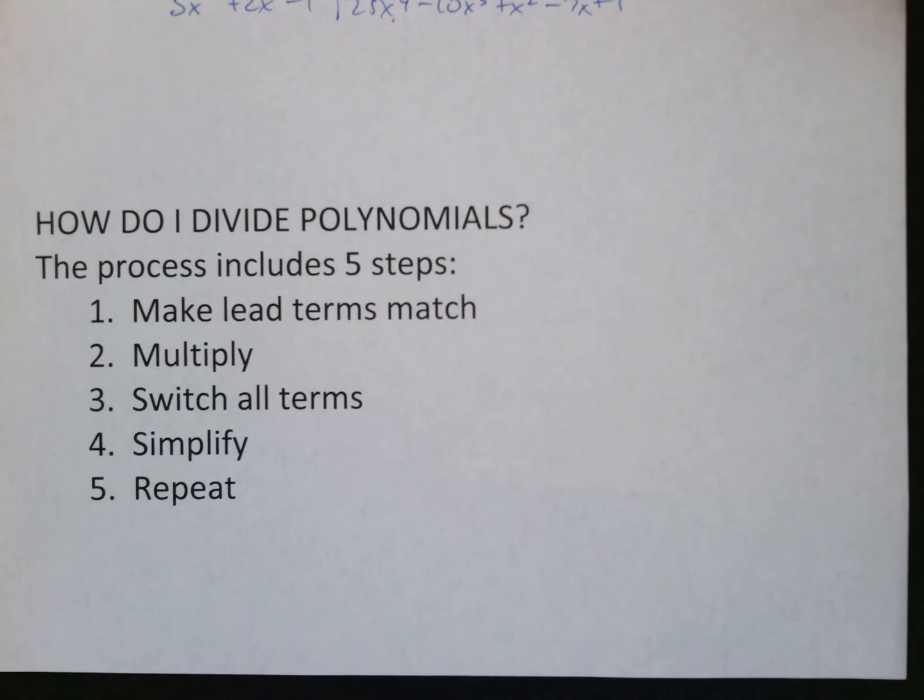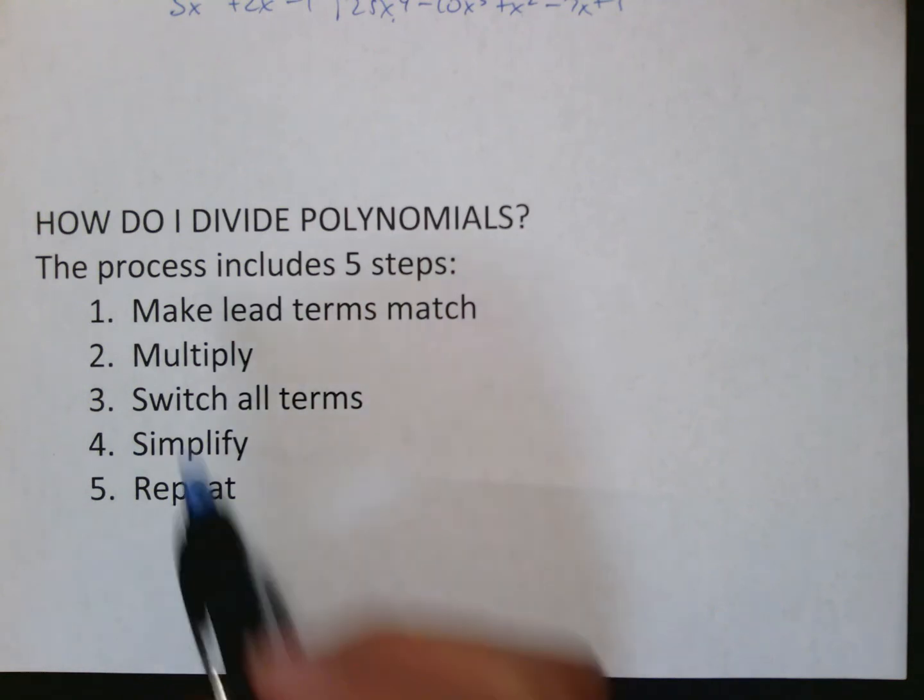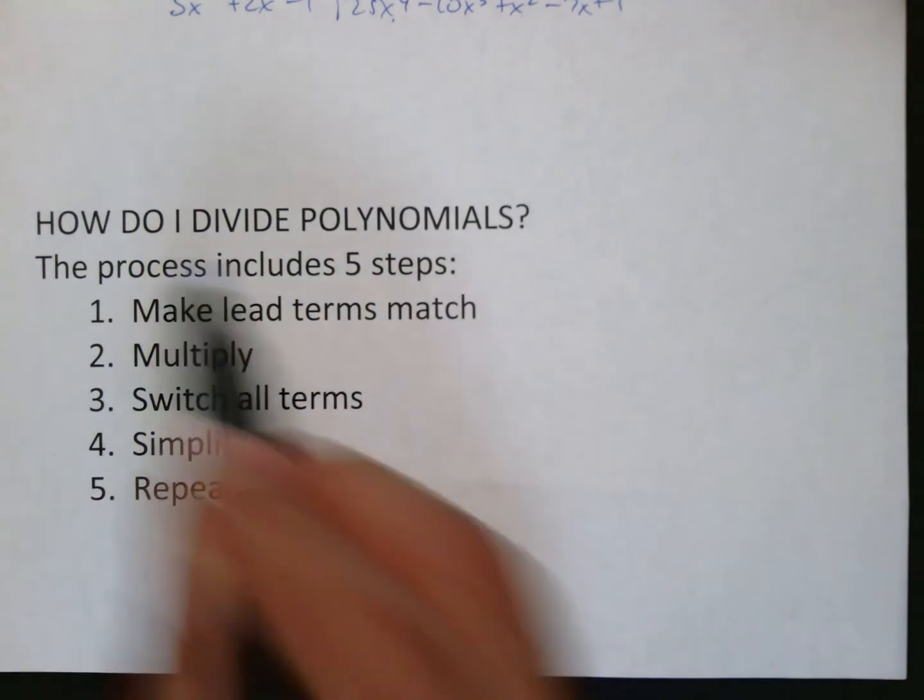I think we know how to multiply. I think we know how to switch terms. I think we know how to simplify, and I think we understand what repeat means, which means for the most part that is your whole process of dividing, because remember, you do the process over and over and over until everything is taken care of, or you have a remainder.